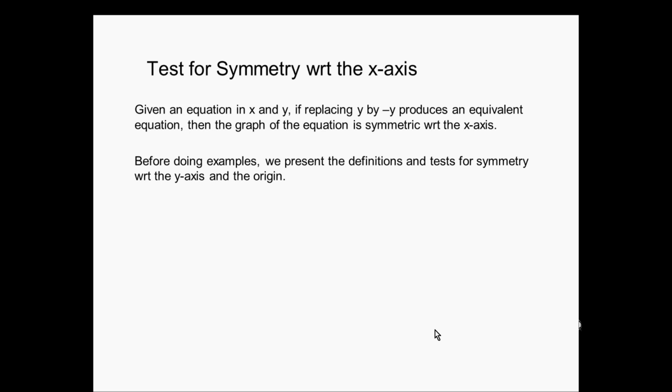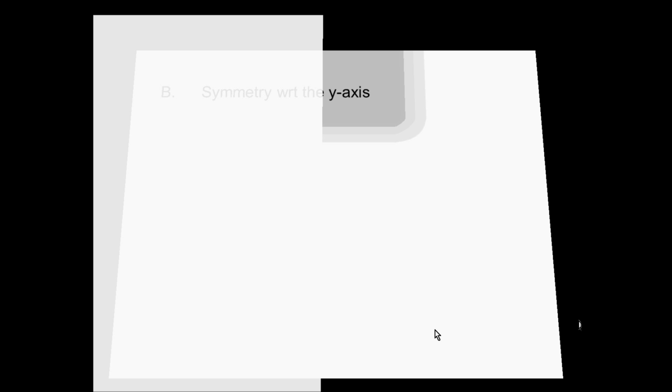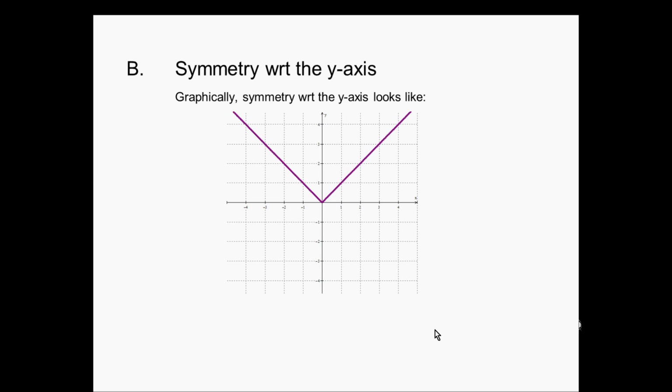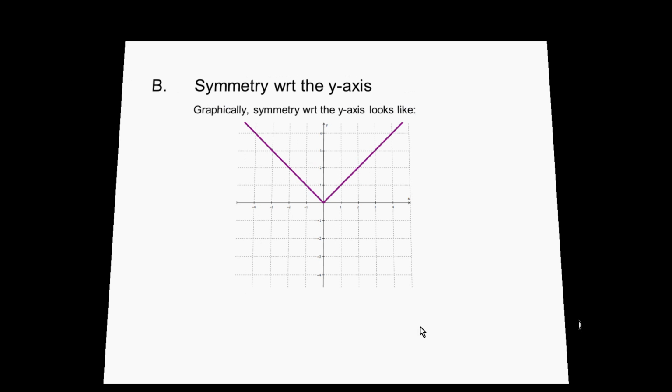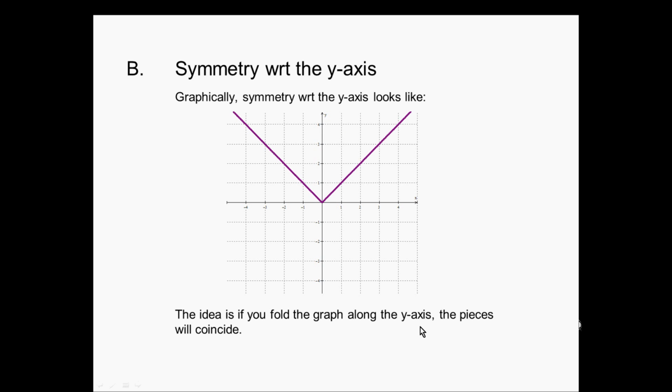Before doing examples, we present the definitions and tests for symmetry with respect to the y-axis and the origin. That way we can lump them all together. So we just did the x-axis; now symmetry with respect to the y-axis. Graphically, symmetry with respect to the y-axis looks like this. Again, the idea is if you fold along the y-axis, the pieces will coincide.